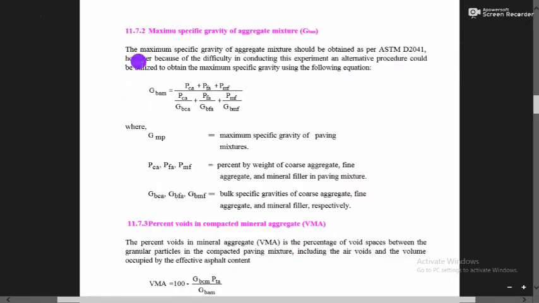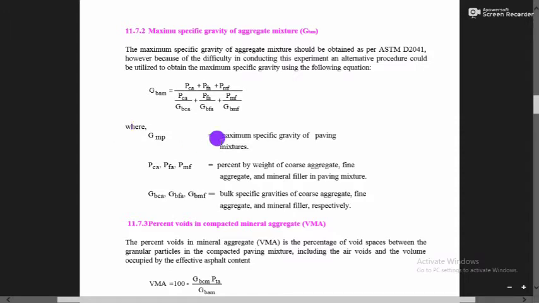11.7.2 The maximum specific gravity of the aggregate mixture. The maximum specific gravity of the mixture should be determined as per ASTM D2041. Because of the difficulty in conducting this experiment, an alternative procedure could be utilized to obtain the maximum specific gravity using the following equation.